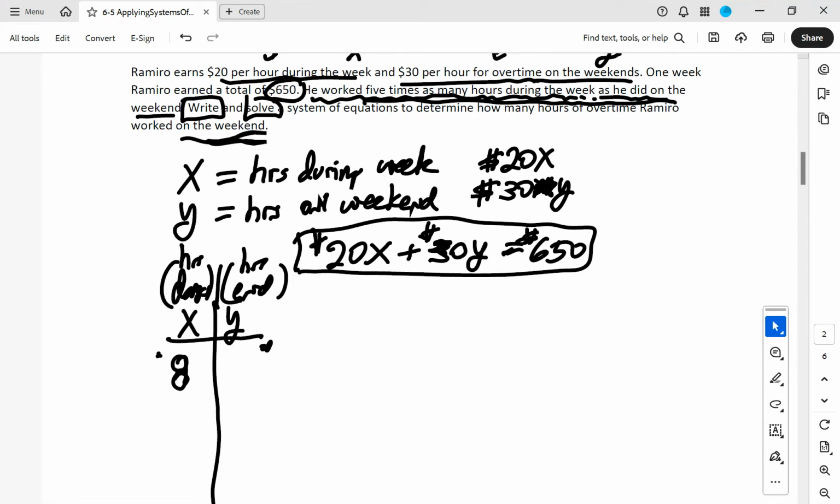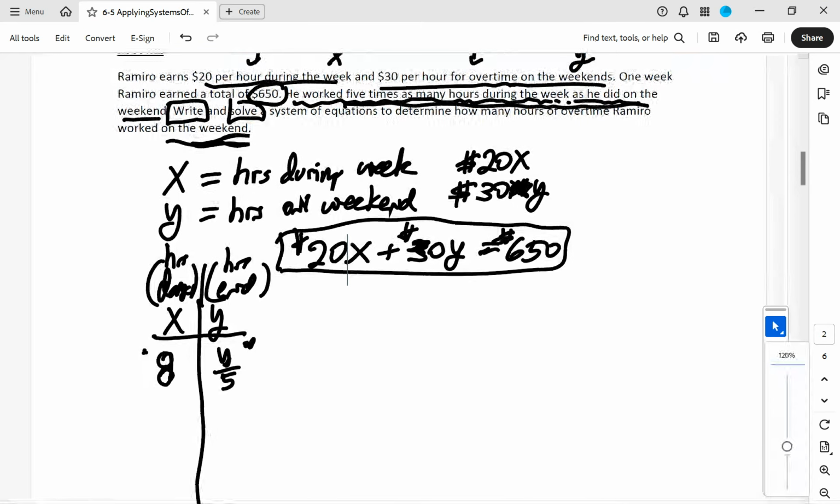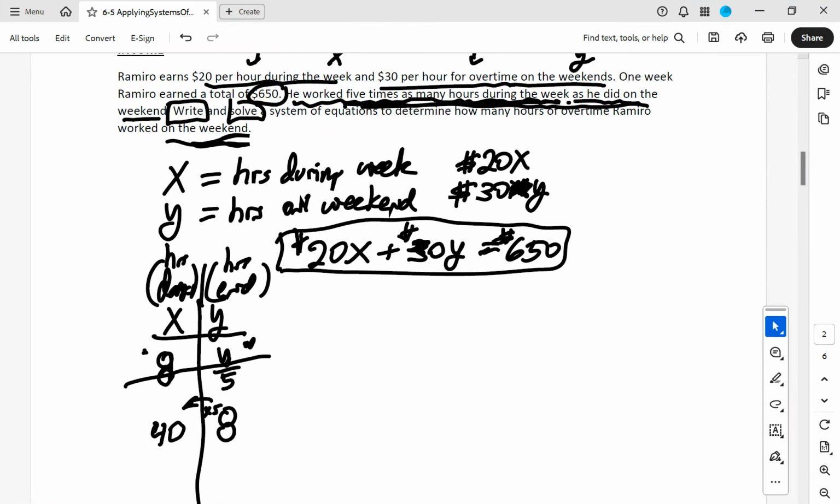So that means if we wanted to take the number of hours, we'd have to go down. We'd have to do some number divided by 5. Well, I don't like that. Let's instead do it the other way here. I'm going to try it with the 8 here. Let's say he works 8 hours on the weekend. Well, it says 5 times as many during the week. So we'd take this and multiply by 5 and go this way. So it would be 8 times 5, which is 40 hours. So that would be 40 hours he works on the weekdays, and then he works 8 hours on the weekend.